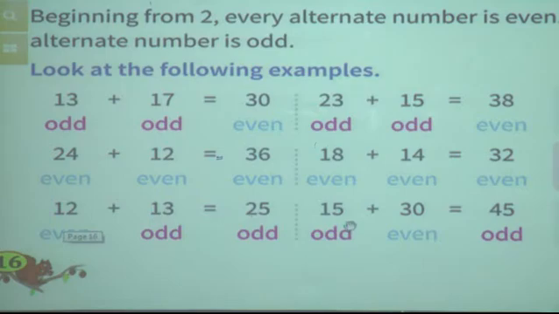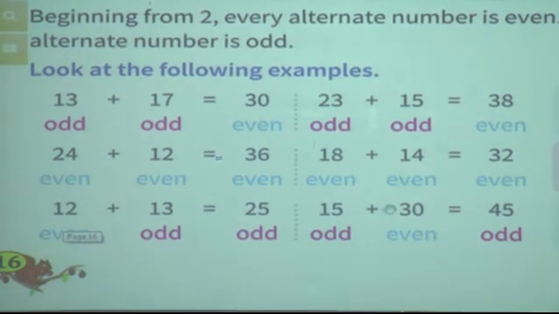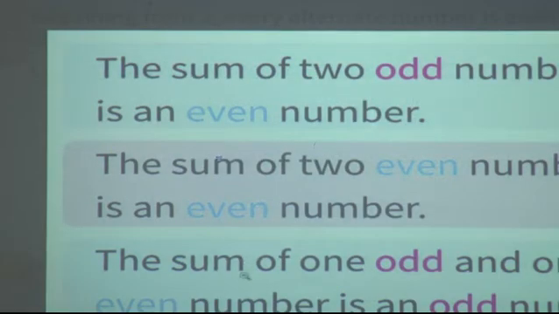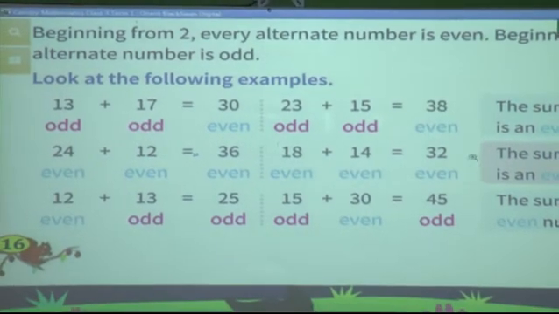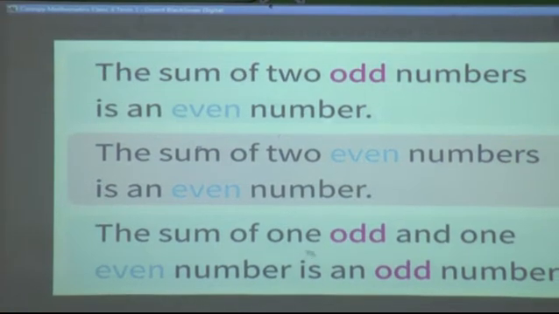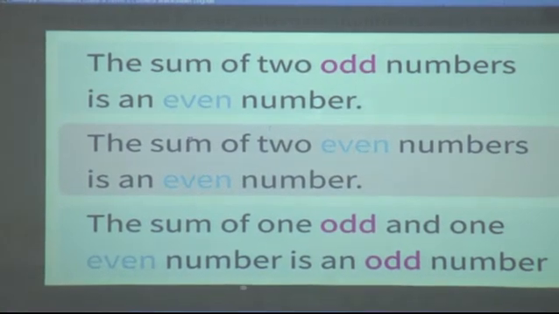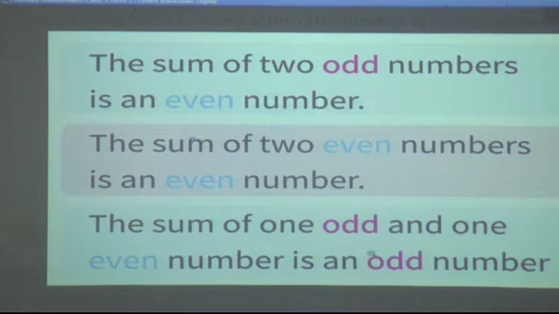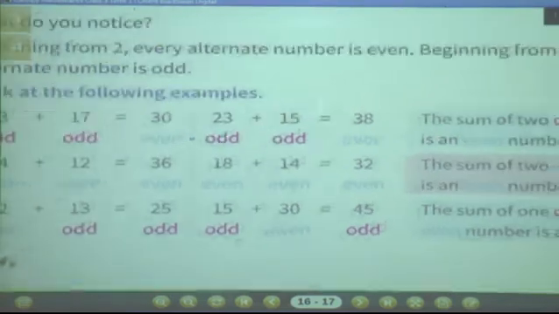Now let me explain one more example. 15 plus 30. 15 is an odd number and 30 is an even number. So the answer is 45, which is an odd number. So what will be our third property? See, third property: the sum of one odd and one even number is an odd number, isn't it? Do you understand? Okay.